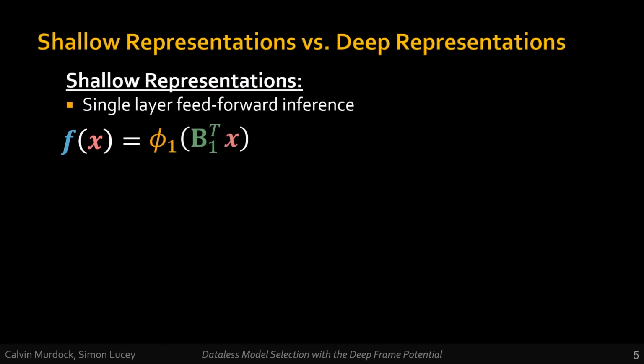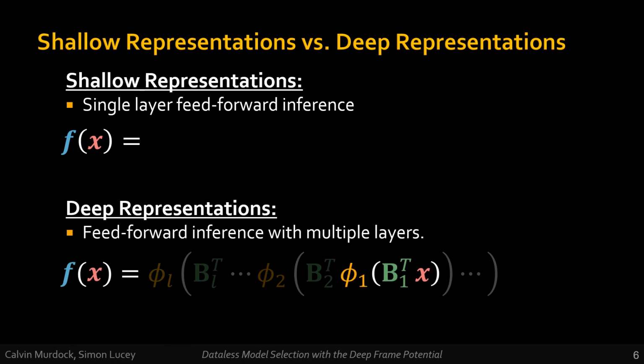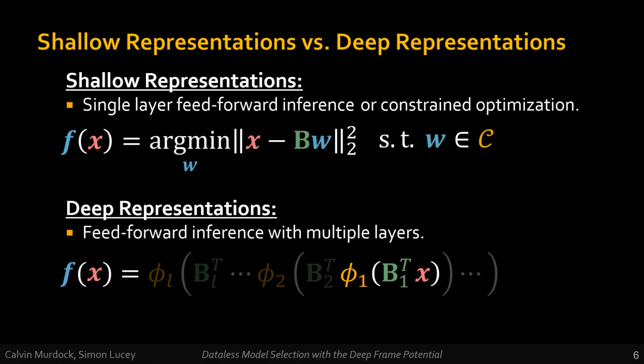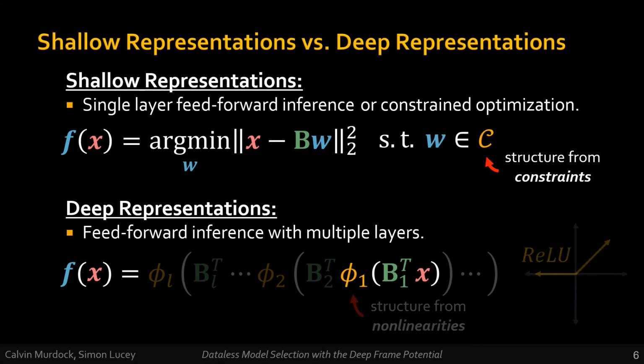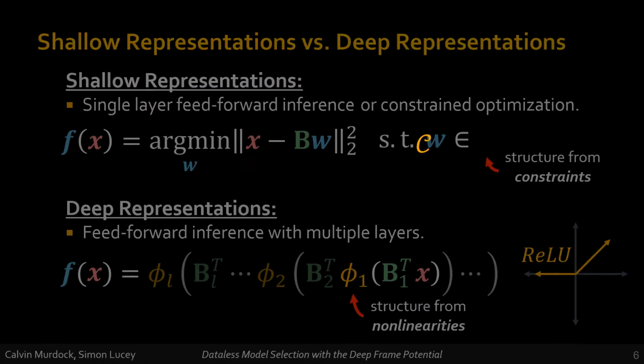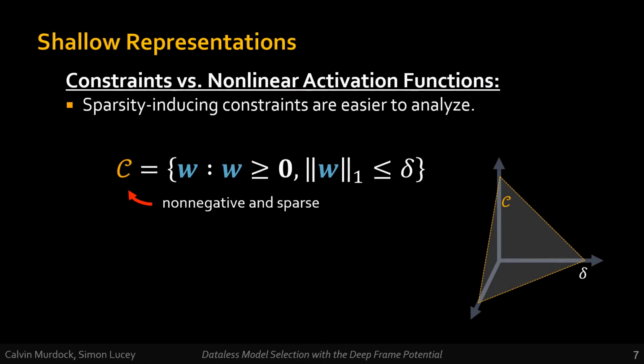So what exactly is the difference between deep and shallow learning? Shallow representations can be constructed as a single layer of an affine transformation followed by a nonlinearity. Deep representations just compose many of these layers together, but shallow representations can also be inferred by minimizing reconstruction error. Nonlinear structure comes from optimization constraints such as non-negativity or sparsity, instead of nonlinear activation functions. But constraints are typically much easier to deal with than explicit nonlinearities.